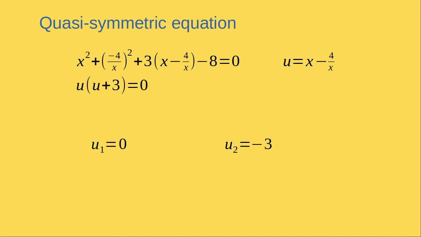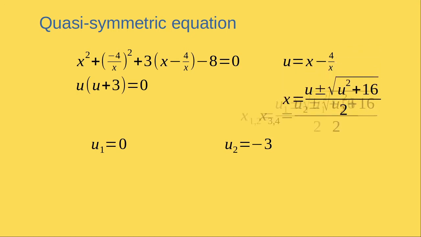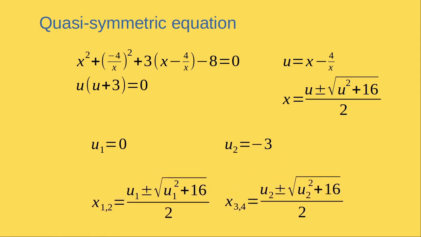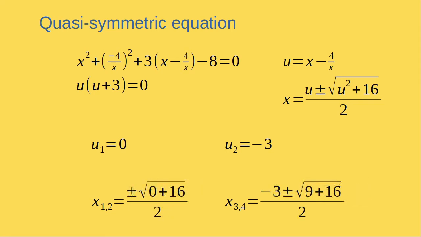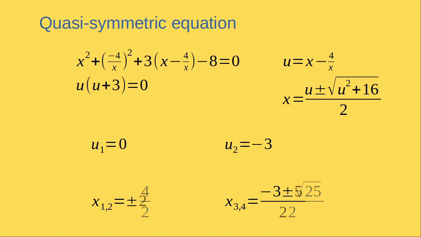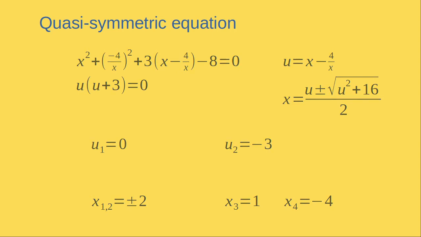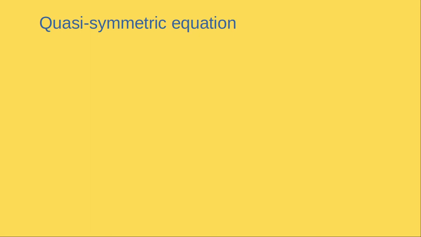Now, as before, we solve for x and plug in the values for u, and finally get plus minus 2, 1 and minus 4 as solutions for x. What we've seen up to now is the traditional method of solving quasi-symmetric equations. Now, I want to show a new idea.